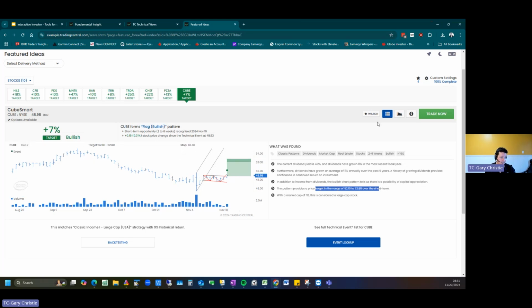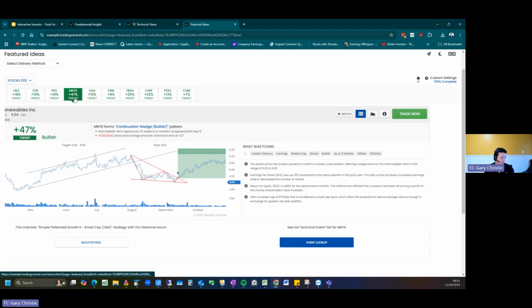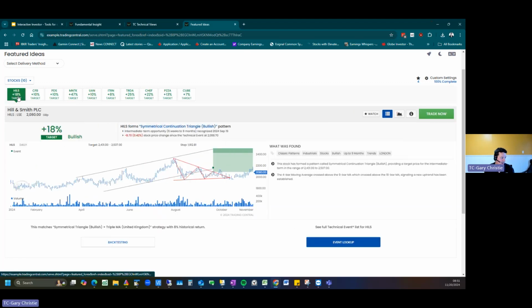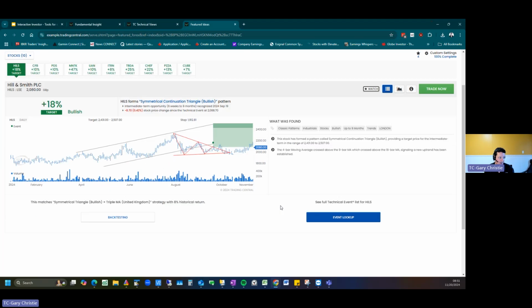But what I like to do here is hit watch, right? When I hit watch, next time I log in, it's going to track this pattern and see if it worked out, right? So as long as I'm watching that, I can do another one. Let's just pick this guy here. It's not hitting its target price yet because this isn't drilling. I can also watch this one. And Hill and Smith PLC also breaking out of this triangle pattern. I'll watch this one.